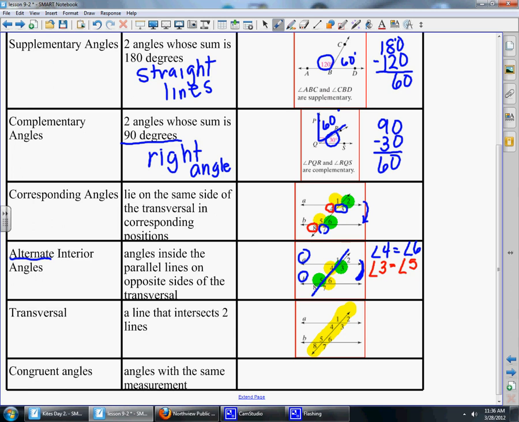The transversal is the line that intersects the two lines. So this line that's highlighted here in yellow, or that I'm going to draw red over, that's called the transversal, and sometimes is labeled with a T. And then finally, congruent angles are angles with the same measurement. So if we look back up here at corresponding angles, angle 1 and angle 5 are congruent. Angle 2 is equal to angle 6. Angle 4 is equal to angle 8. And angle 3 is equal to angle 7.